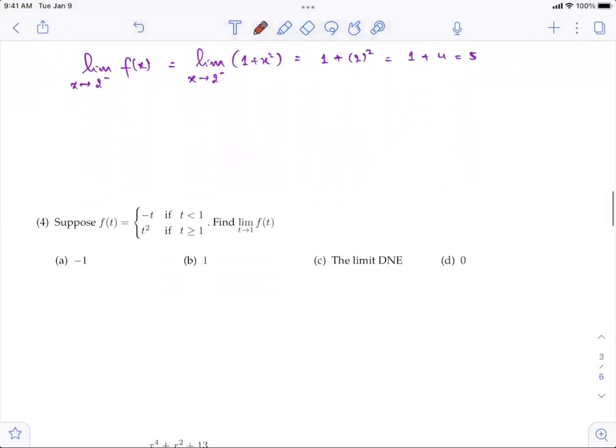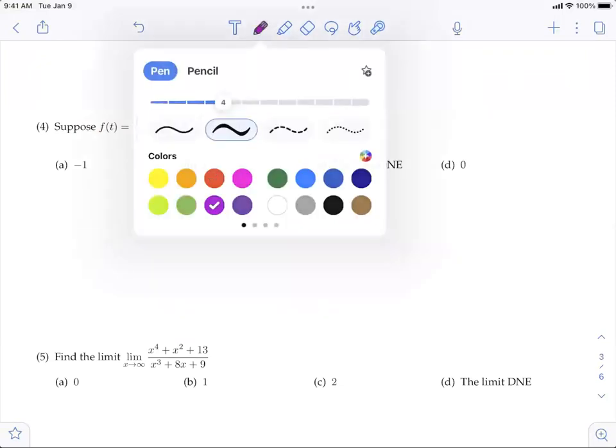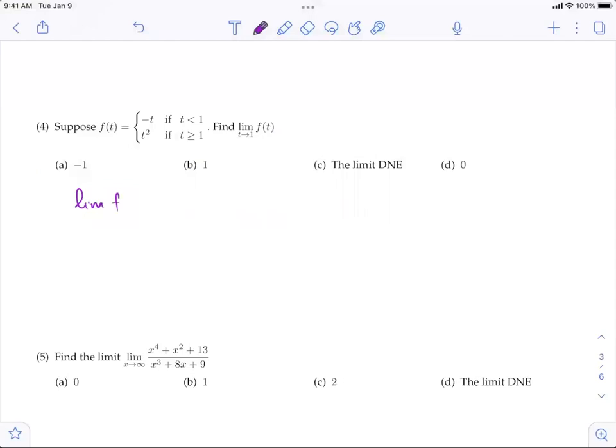Okay. Now moving on to number 4. Number 4 asks you to find the limit of the function as t approaches 1. Again, this function is a piecewise defined function, so you need to consider the left-hand limit and the right-hand limit. The left-hand limit is the limit of the function f of t as t approaches 1 from the left. That means you want to consider the part where t is less than 1.